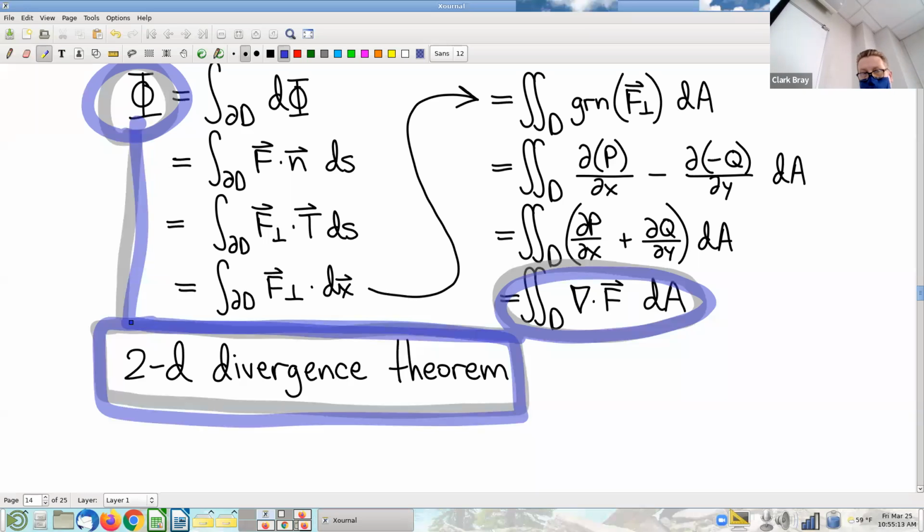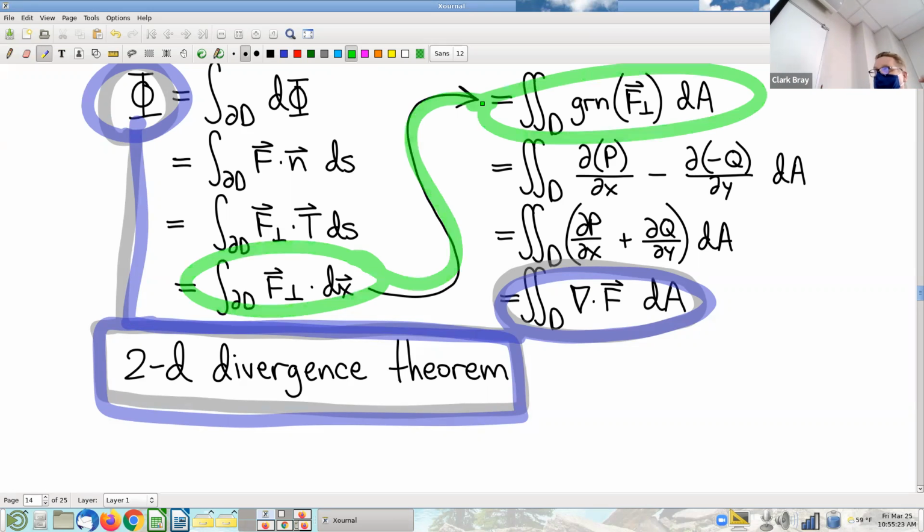I'll also point out this is sometimes referred to as the flux version of Green's theorem, because notice Green's theorem is where the magic happened. Everything that happened before the Green's theorem step was just set up, and everything after was just simplification. Ultimately, this is a variation of Green's theorem, so it goes by that name as well, the flux version of Green's theorem. Okay, all righty.